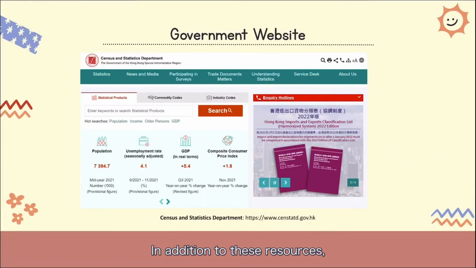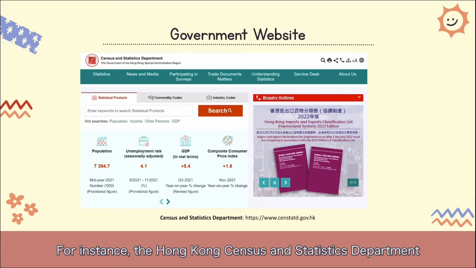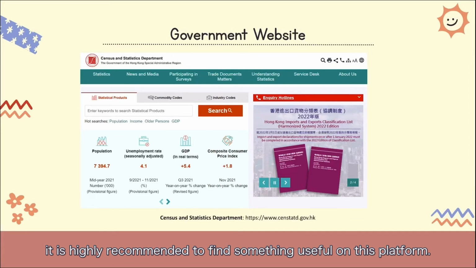In addition to these resources, the government's database also provides many datasets for us to use freely. For instance, the Hong Kong Census and Statistics Department publishes research data regularly on their website. If you are looking for data related to population, economics, income, or employment, it is highly recommended to find something useful on this platform.